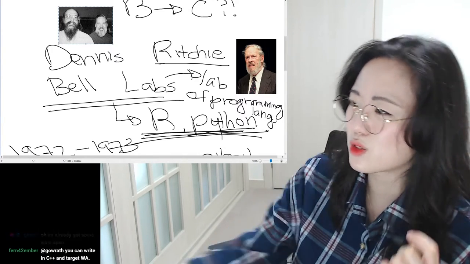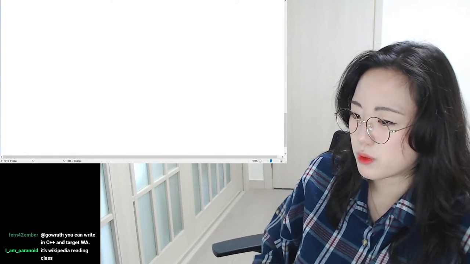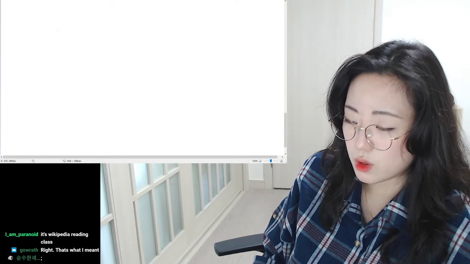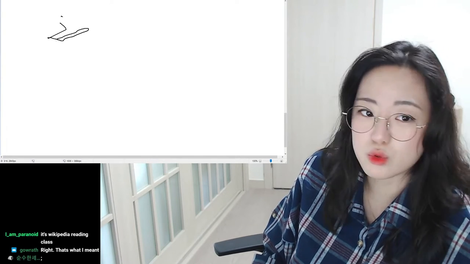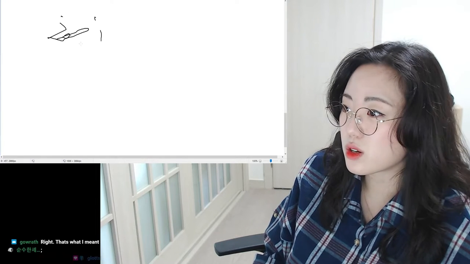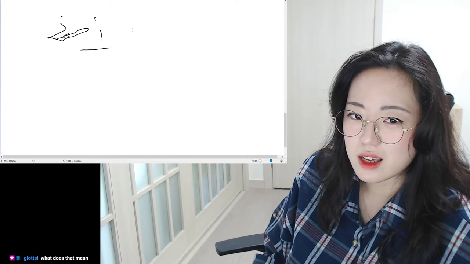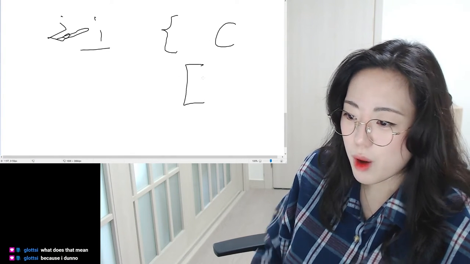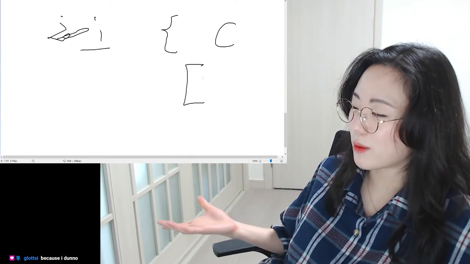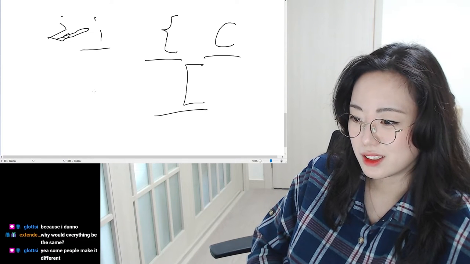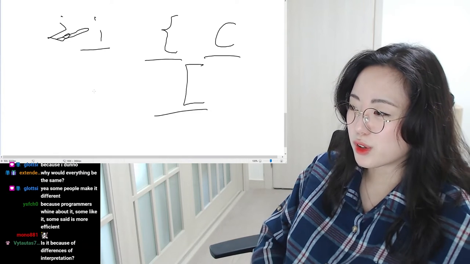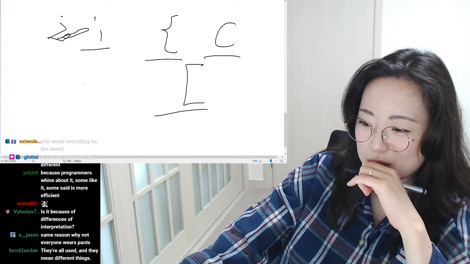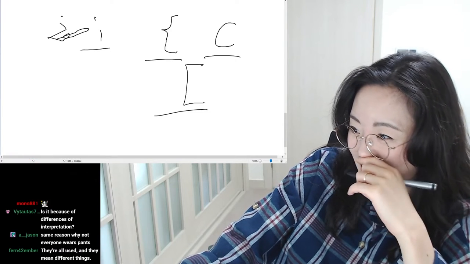You know what I find interesting about language is, why does all programming not consider the same thing? Why can't everyone do semicolon? Oh shoot, sorry guys, that's supposed to be a semicolon. Why can't everyone just conclude with a semicolon? Or use the same curly brackets, but some people want to use this bracket or this bracket. Why are you stupid? You all came from Bell Labs, then use the same one. Why would everything be the same? Because when you want to learn a language, it always gets confusing in your head. Same reason why not everyone wears pants, that's true, okay. Why do they have different meanings?